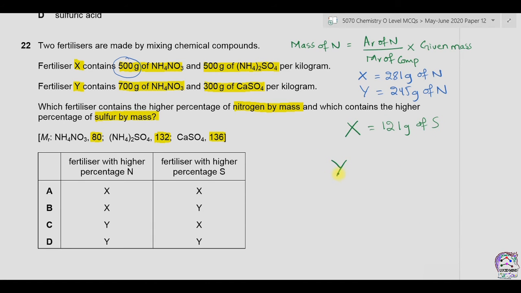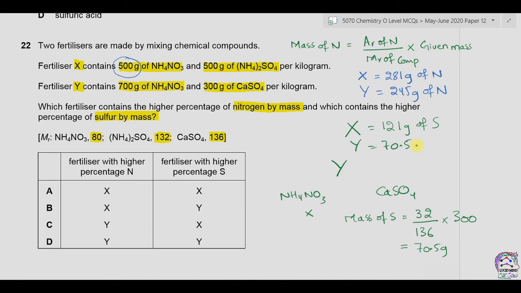Now finding the mass of sulfur in fertilizer Y, we have 700 grams of ammonium nitrate, as ammonium nitrate does not consist of any sulfur, and 300 grams of calcium sulfate. So the mass of sulfur will be, as there is 1 sulfur, so the atomic mass is 32 divided by the atomic mass of calcium sulfate, which is 136, into the given mass of the compound, which is 300 grams. So the mass of sulfur comes equal to 70.5 grams in calcium sulfate. So in fertilizer Y, we have 70.5 grams of sulfur present.